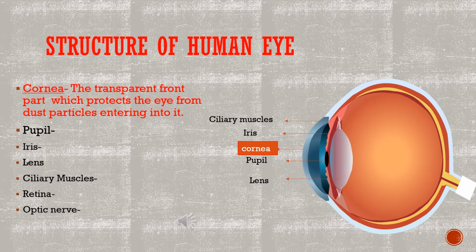The first part we see in our eye is the cornea. It is a transparent front part which protects the eye from dust particles entering into it. This is like a glass cover or a plastic coating. It is transparent and protects our eye from dust particles, smoke, such dirty things.